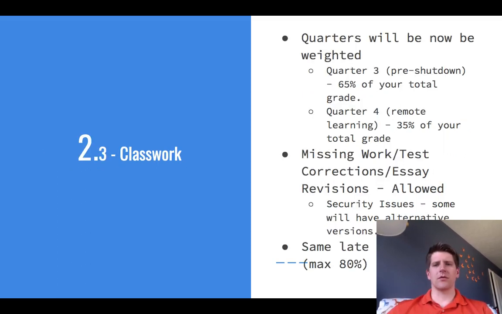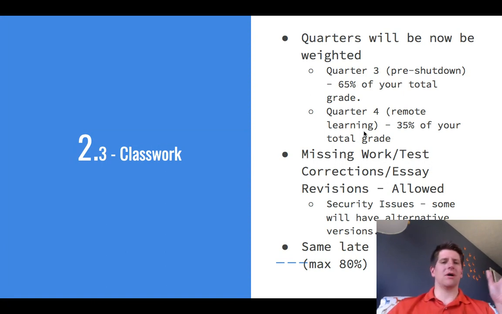For classwork, for you guys, we're going to assume Q3 is the pre-shutdown, before we left on March 12th. That's going to be the majority of the grade, 65% of your total grade. And what we're entering now is kind of Q4, which is going to be the remote learning portion. That's going to be 35% of your grade.